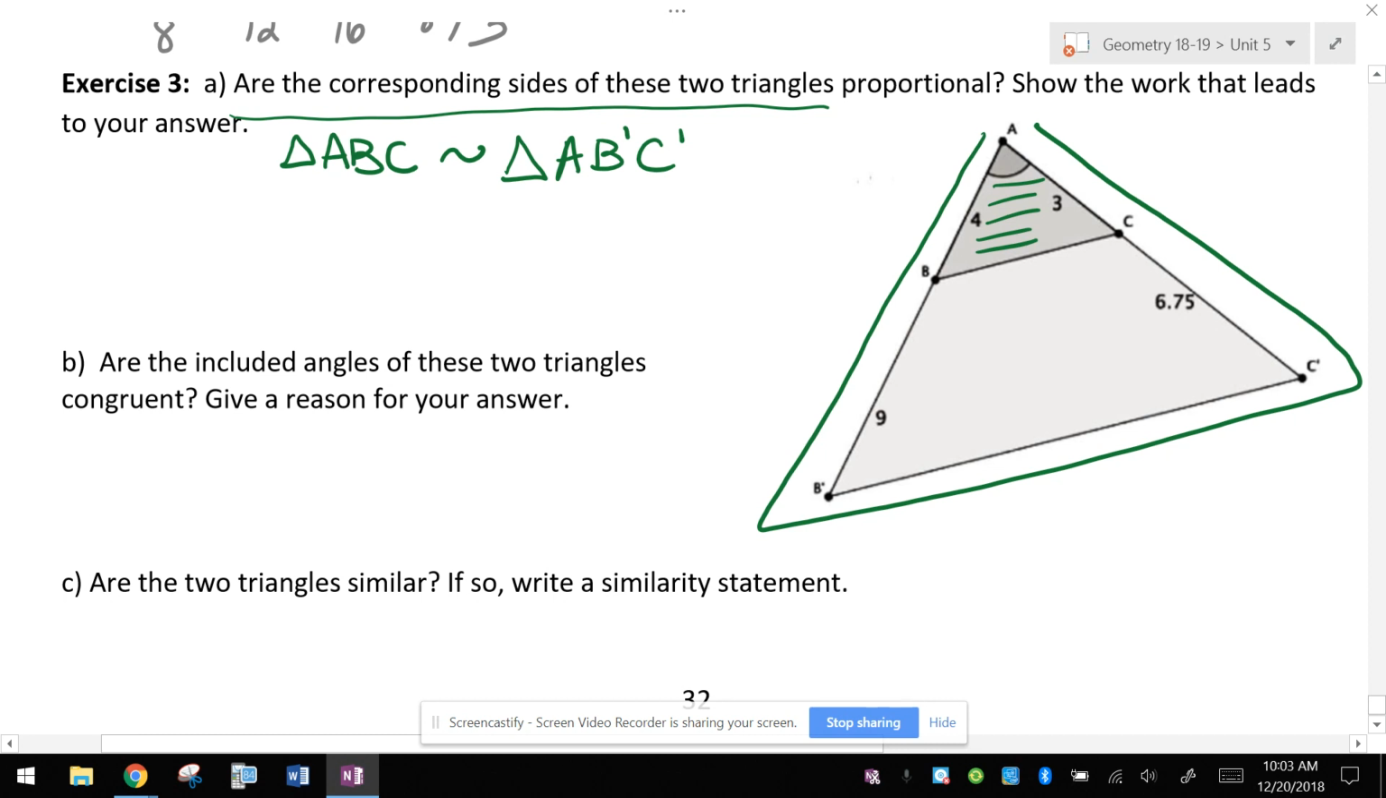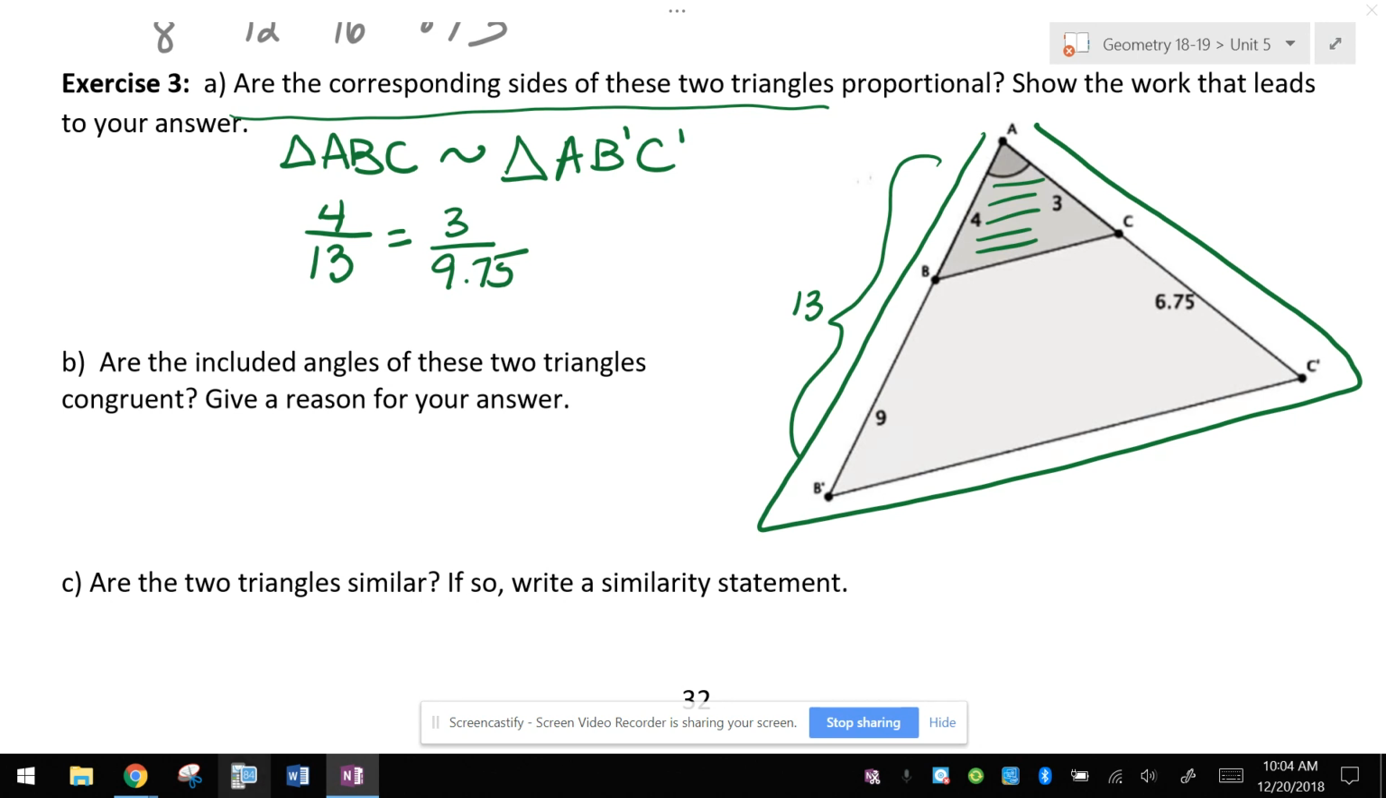So if I want to compare sides here, 4 would be the short side of ABC on the left, and 13, because I need to use that whole length. Okay, so 4 and 13. And I would want to know if that's equal to 3 to 9.75. Well, is 4 to 13 equal to 3 to 9.75? I don't even know, so let's pull up a calculator. I can't do this one in my head.